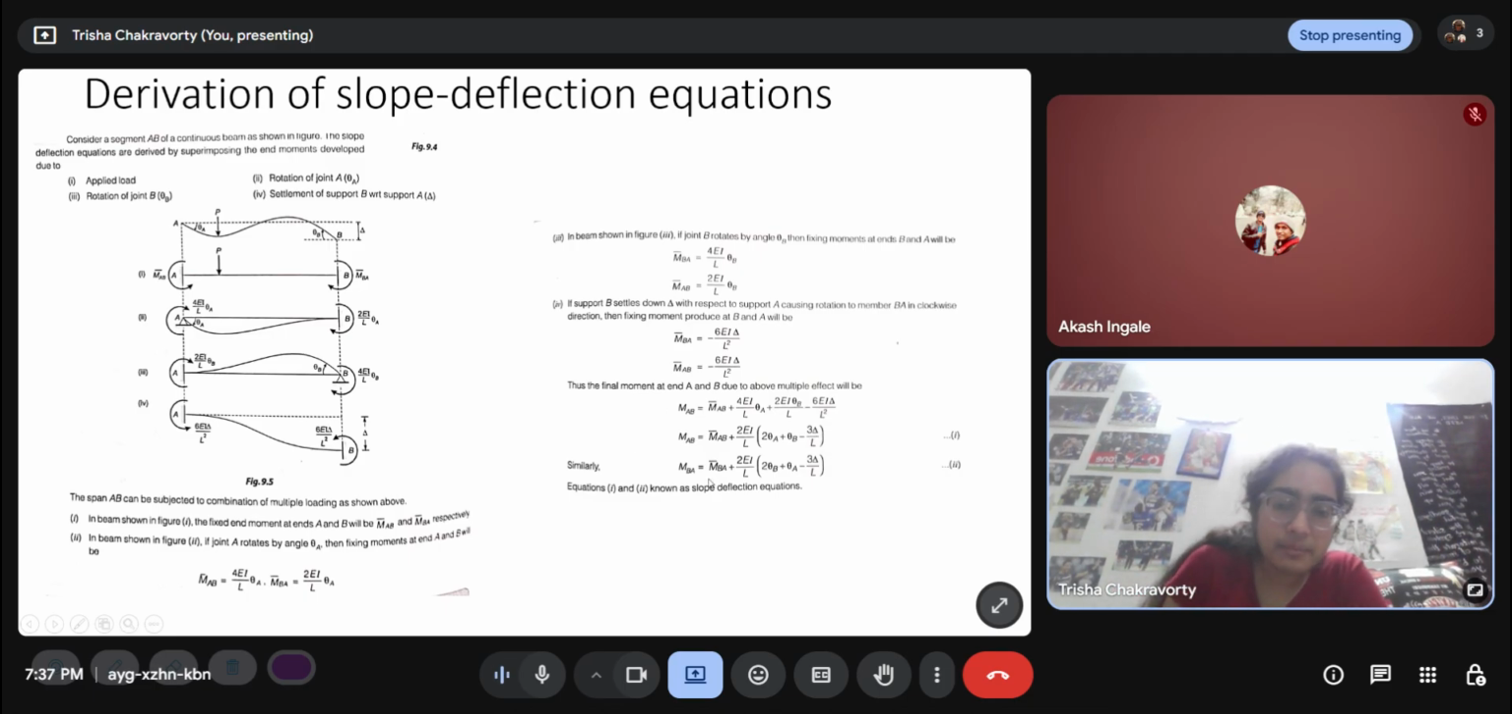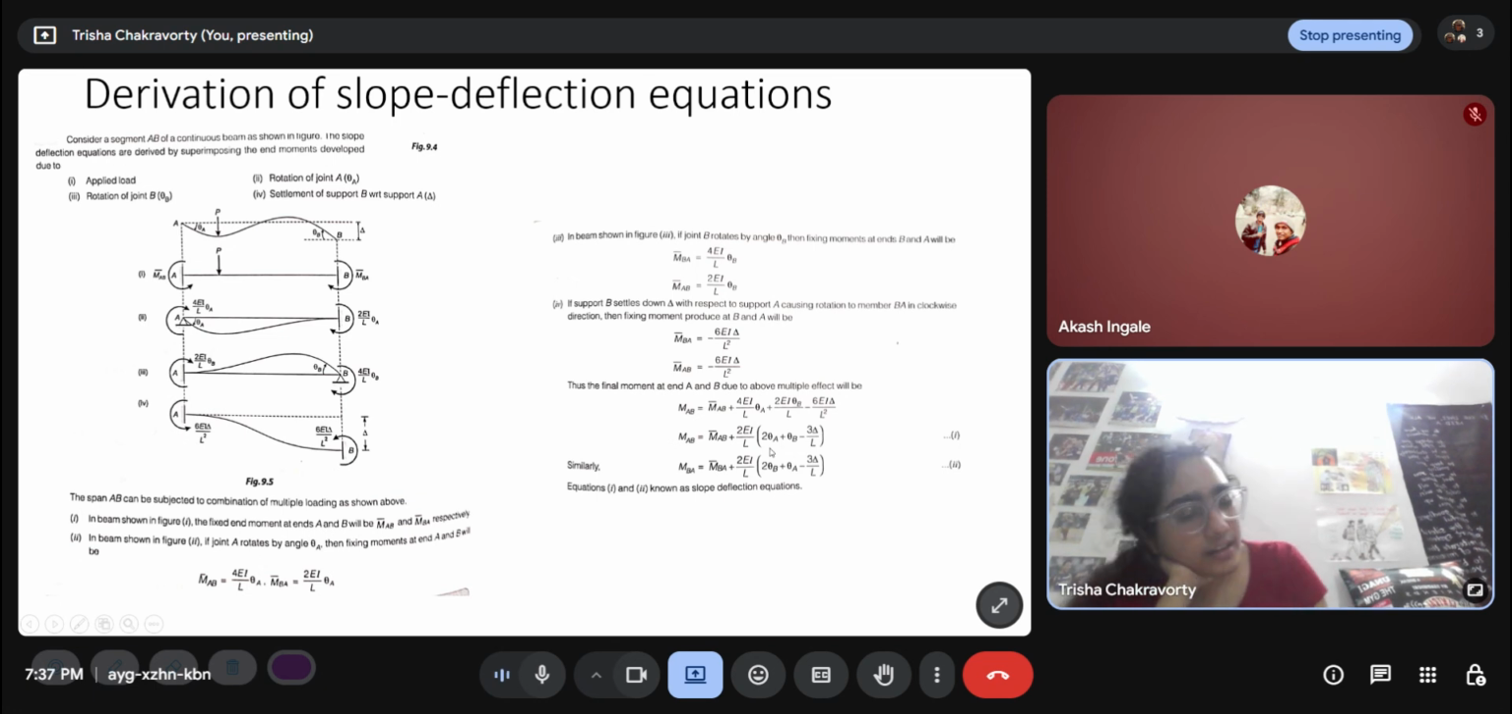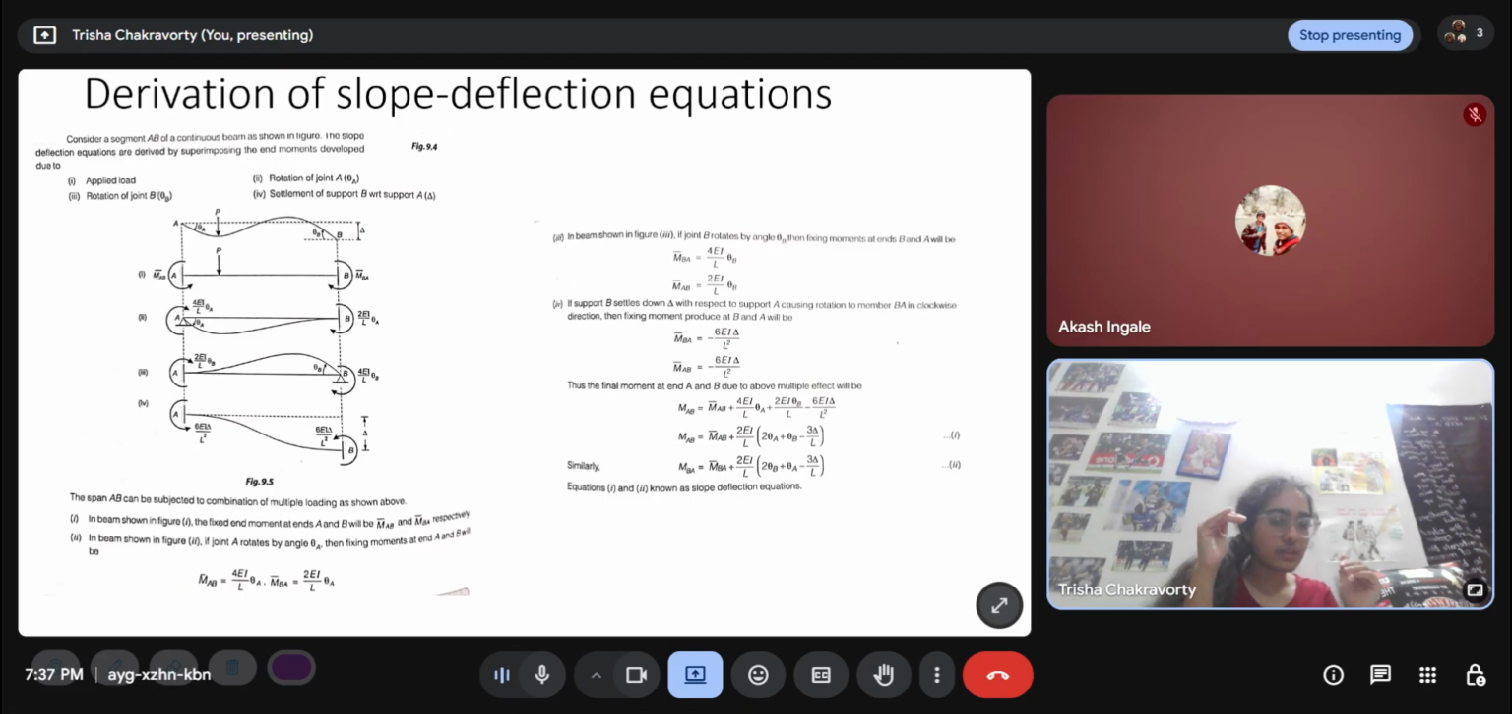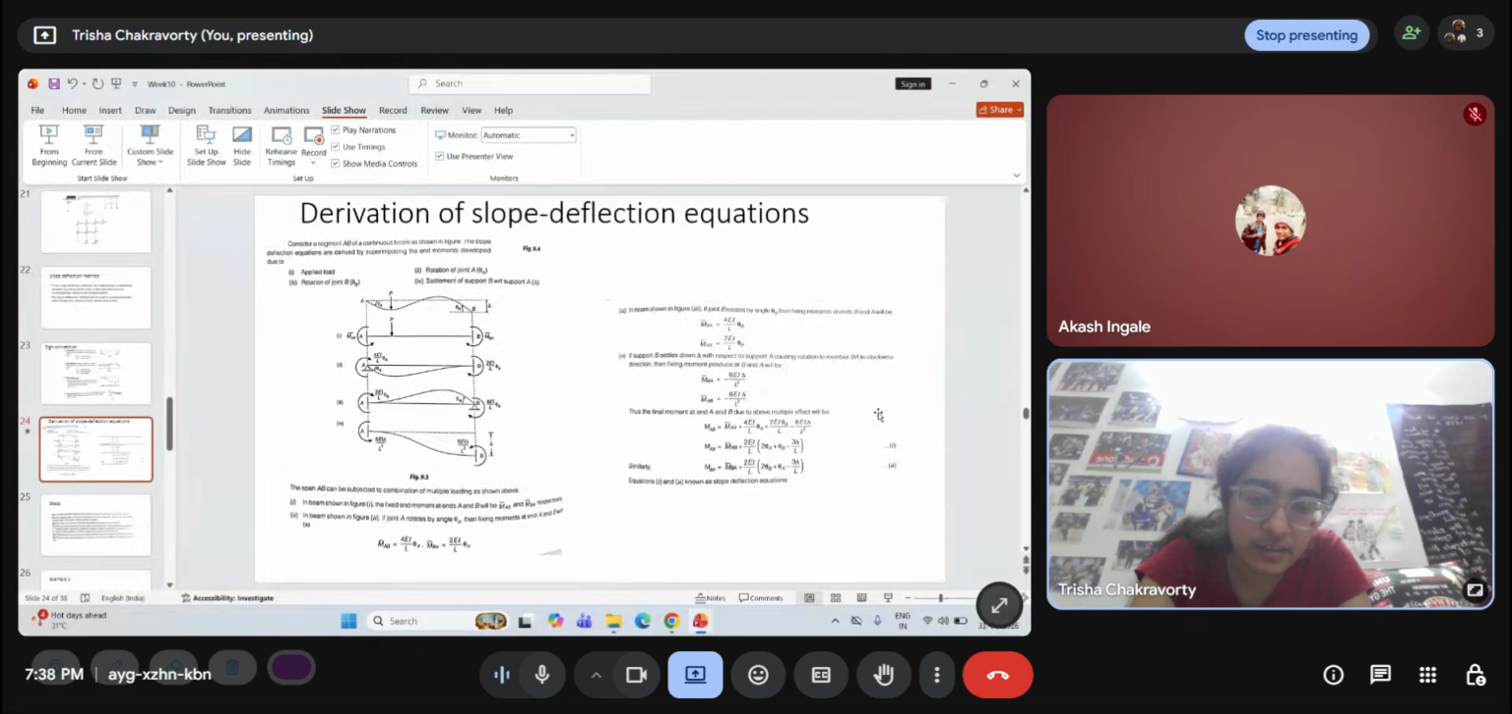MAB bar and MBA bar are the fixed end moments, and we have a simple formula for that. We'll look at that. And theta A is the rotation at A, theta B is the rotation at B, and delta is the relative settlement between the two. Like if one goes up and one goes down, you have to take the relative, you have to add them because the relative settlement is adding up. And if they both settle by different amounts, then you have to subtract the two displacements. To put the sign convention, you just have to see whether the net settlement rotates the member in the clockwise direction or in the anti-clockwise direction.